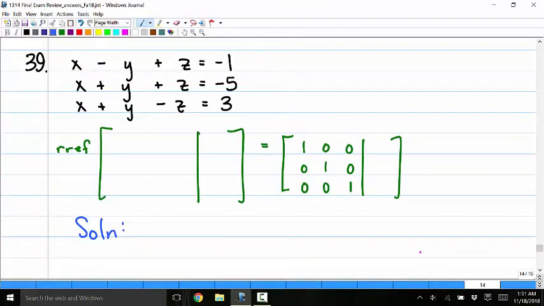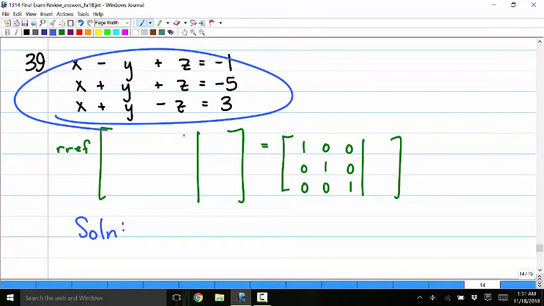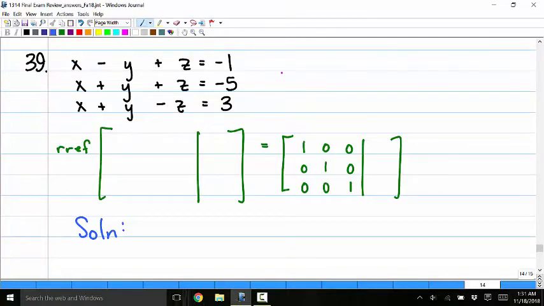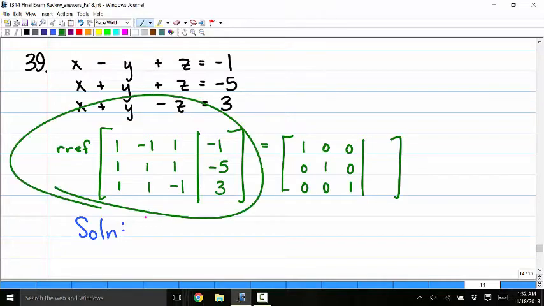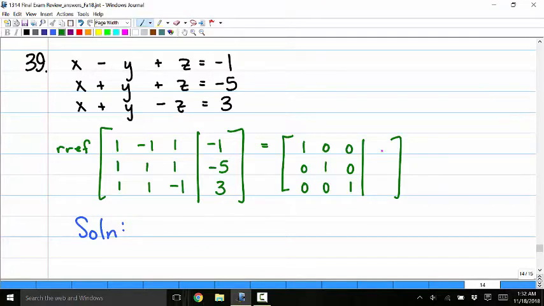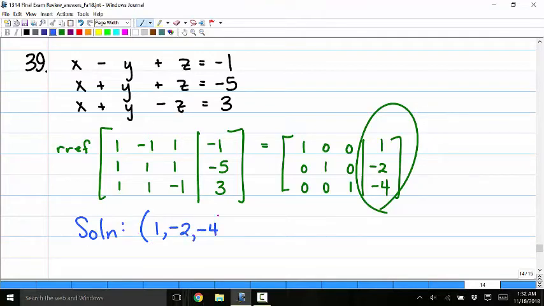Similarly, number 39, here's the system of equations. I want to write that as an augmented matrix: 1, -1, 1, -1, 1, 1, 1, -5, 1, 1, -1, 3. If I put this in my calculator and say RREF of that matrix, I come up with this matrix. Here's my solution. The solution to that system is the ordered triple: 1, -2, -4.